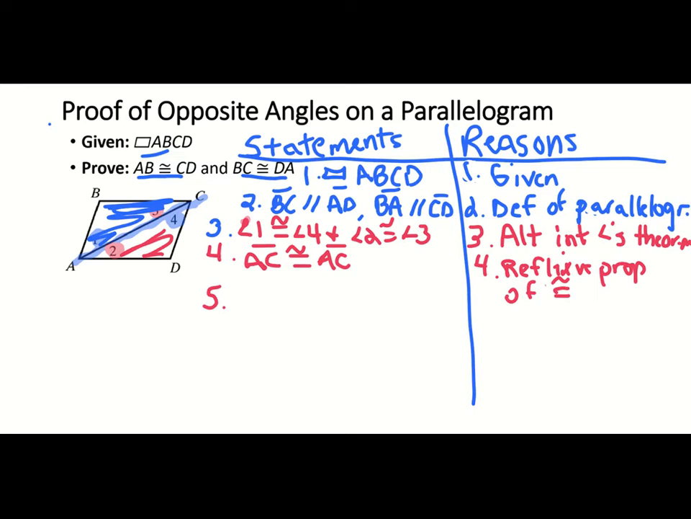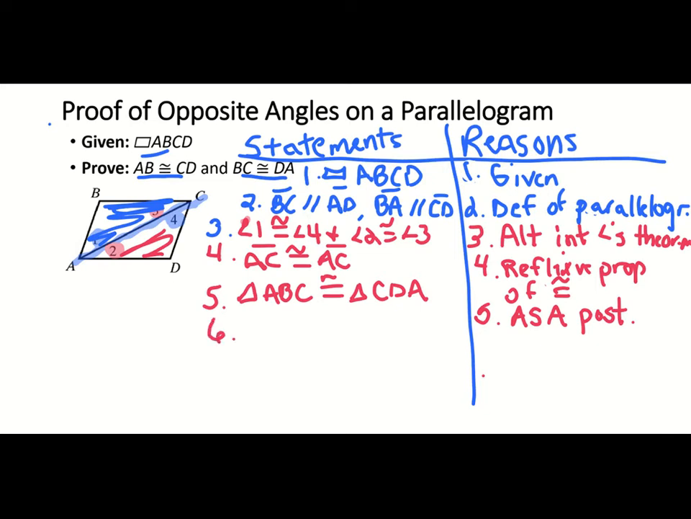And now that I have that information, I have two angles and a side. So I'm going to prove my triangles are congruent because then I can prove parts are congruent. So now I'm going to say triangle ABC is congruent to triangle CDA, and that is going to be angle, side, angle, or angle, side, angle postulate.